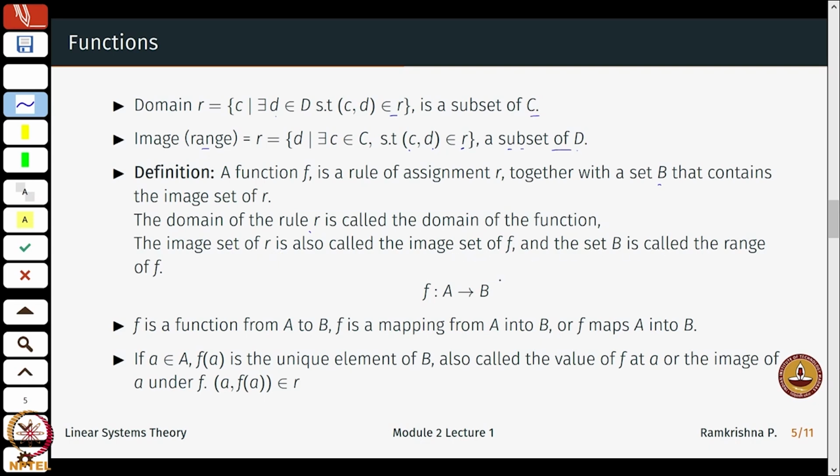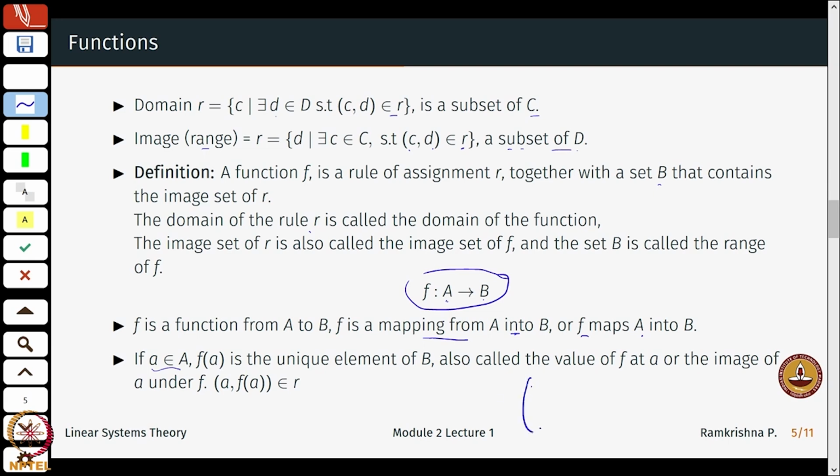So I will define a function f as simply something which associates elements of set capital A to set capital B. We would have done this earlier, and there is nothing really surprising here, just that it is a little more formal. So when I say f is a function, it also means f is a mapping from A into B, or simply f maps A to B. So what does it mean in terms of the rule? If I take an element a of A, f of a is the unique element of B.